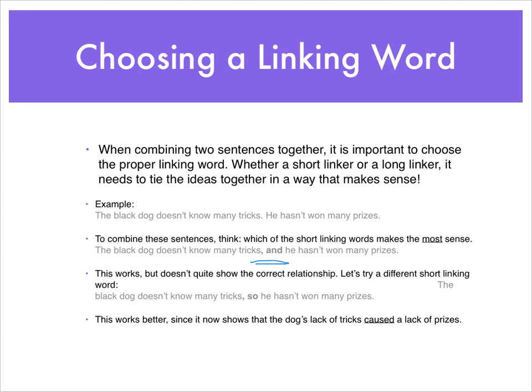It works, but it doesn't quite show the relationship I need, because I know that because he doesn't know many tricks, he hasn't won many prizes. So we have a cause-effect relationship here. And since we have a cause-effect relationship, the word so is going to fit a lot better. The black dog doesn't know many tricks, so he hasn't won many prizes. Once you've chosen your linking word, then you can connect your two sentences together.